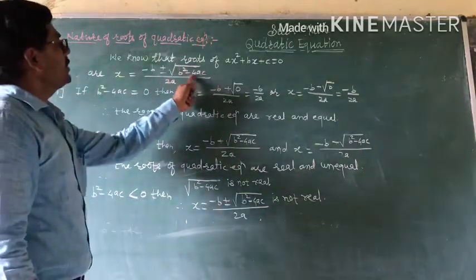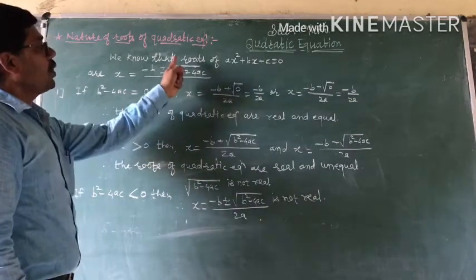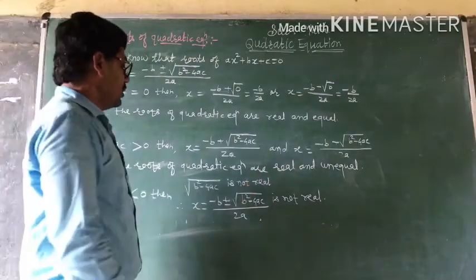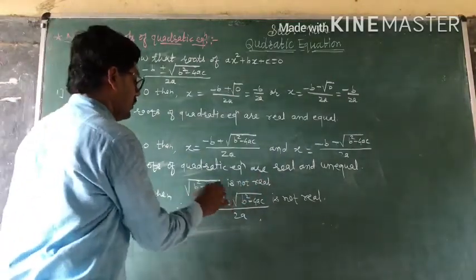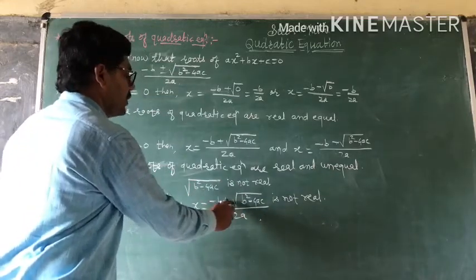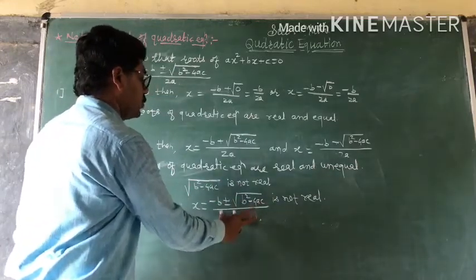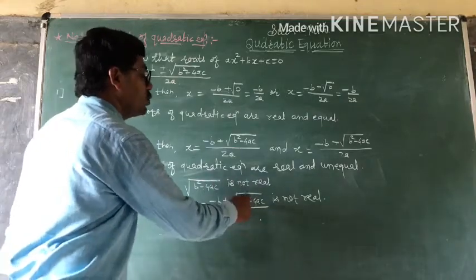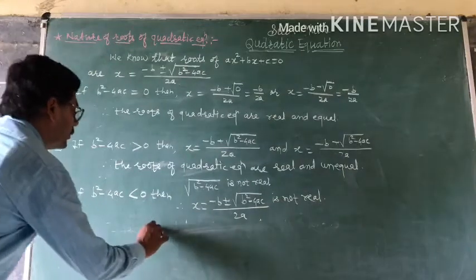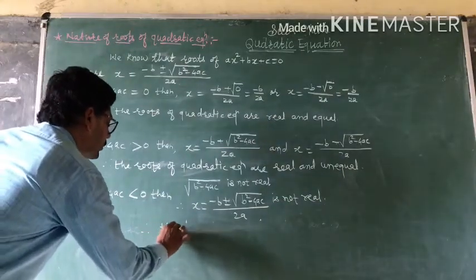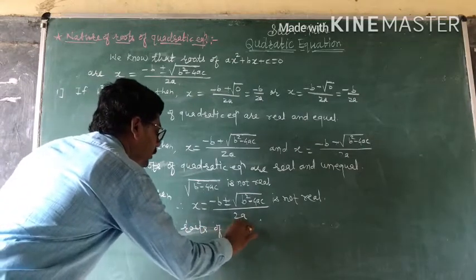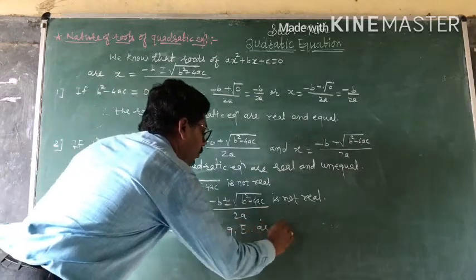This value is less than 0, meaning a negative value, and the root of a negative is not real. This is not a real value. Therefore, (-b ± √(b² - 4ac))/2a, these two roots are not real values. Therefore, the roots of the quadratic equation are not real.